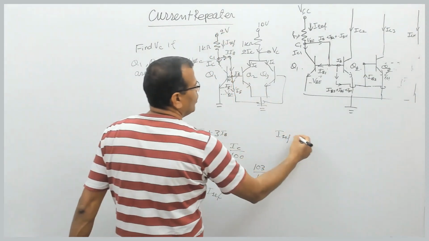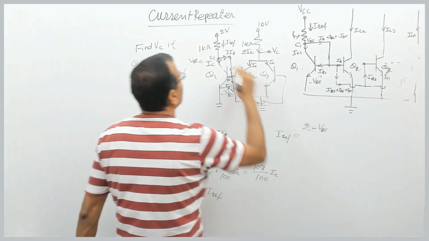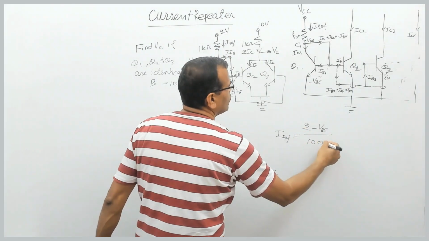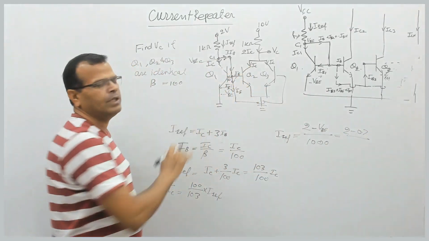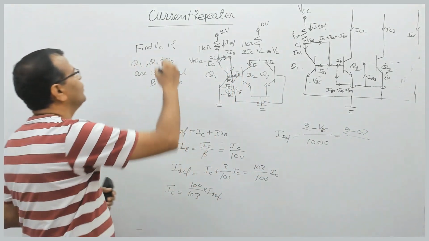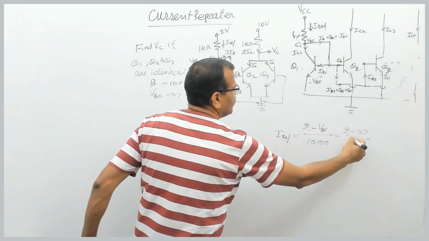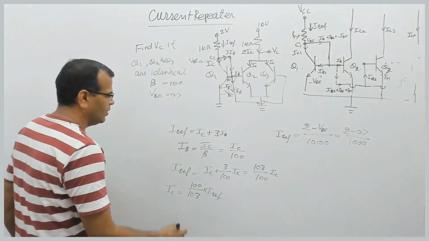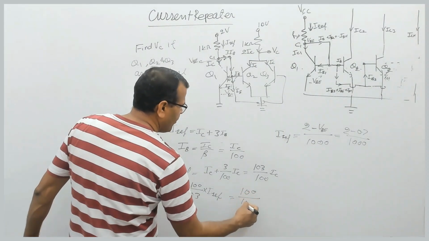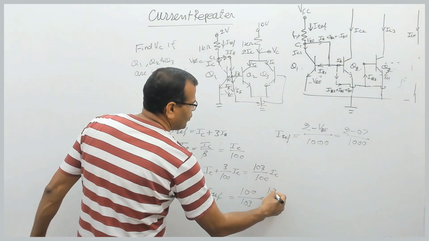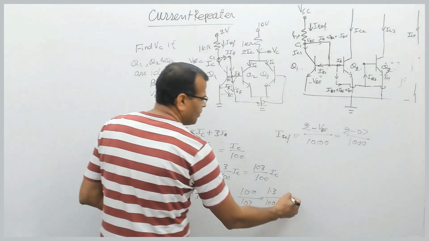So this voltage is 2 volt, minus this voltage VBE, divided by this resistance of 1 kilo ohm. So that is 1000. So this is 2 minus 0.7. Why? Because VBE is also given to you in the question, that is 0.7. So that gives you 1.3 by 1000. Fine. So IREF is this much. So this gives 100 by 103 into 1.3 divided by 1000. That is IC, that many amperes.